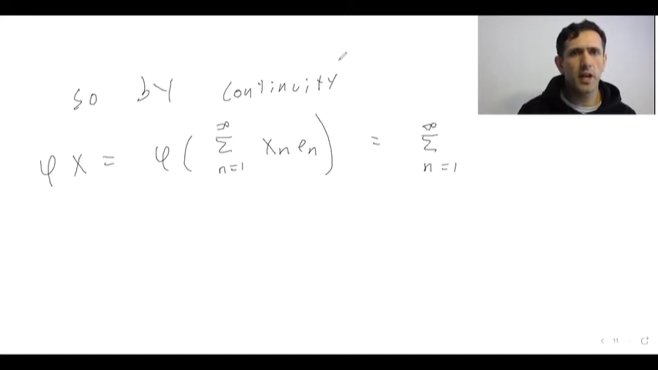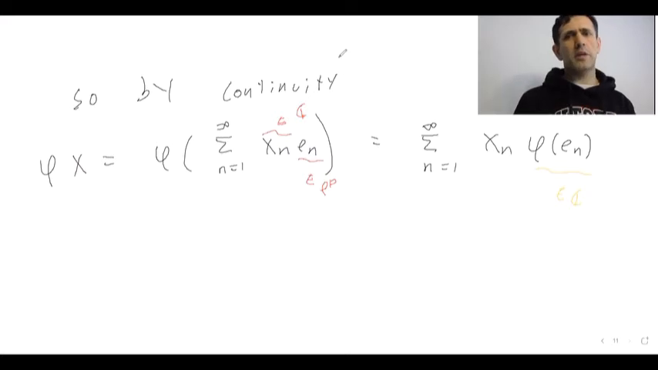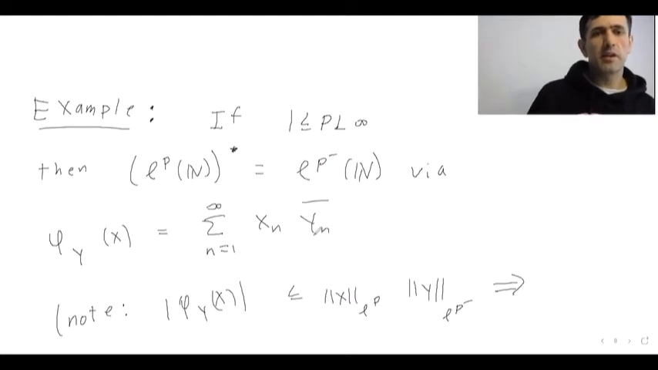Well, xn is just a complex number. en is my element in little lp. So this is going to be xn phi of en. Okay. So right here, this is certainly in C. So now it's pretty obvious what you want, what y has to be.